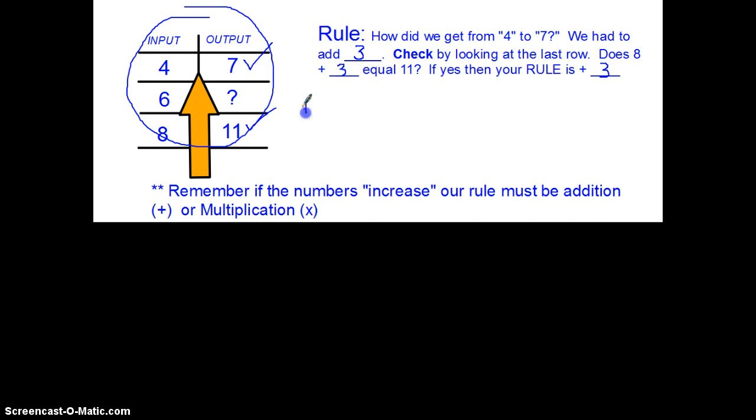So if my rule is add 3, if my input number is 6 and my rule is to add 3, what would my output number be? If you said 9, you are correct, because 6 plus 3 equals 9. Okay, let's look at another example down here.